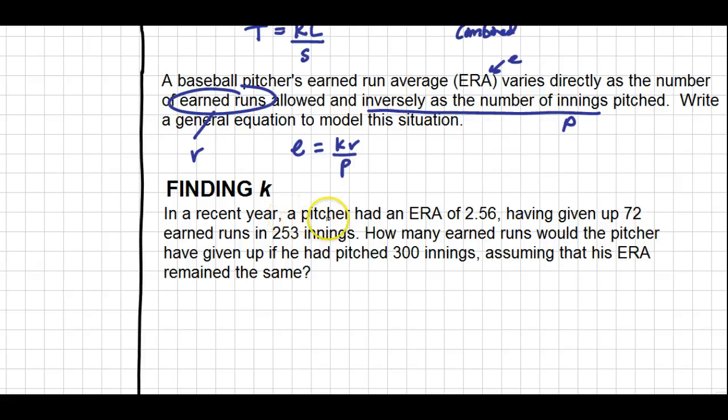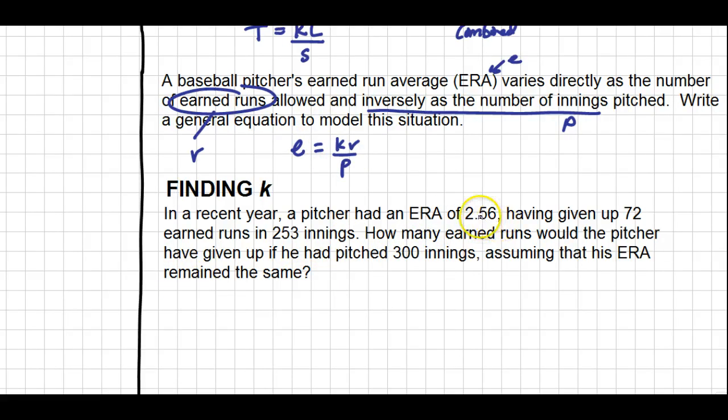In a recent year, a pitcher had an ERA of 2.56, having given up 72 earned runs in 253 innings. How many earned runs would the pitcher have given up if he had pitched 300 innings, assuming that his ERA remained the same? So we're going to plug some numbers into the original equation we wrote. We're going to solve for K, and then we're going to plug in the values to solve the question.